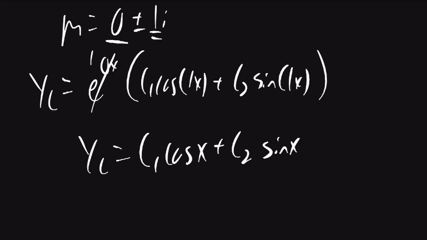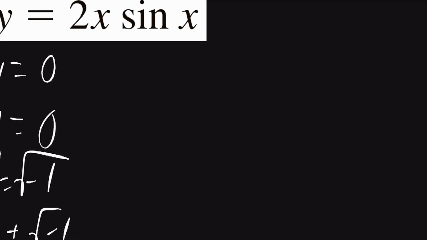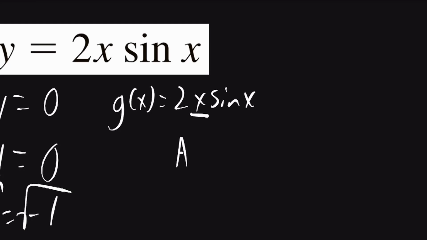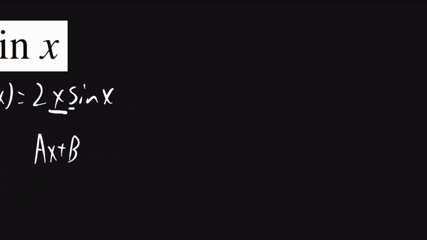Now that we have the complementary solution, we need to find the particular solution. g of x was given as 2 times x times sine of x. Now there's two things going on here. The first is this x. If you remember, whenever we have an x term, we also have to account for the possibility of a constant. So this will be ax plus b. The second thing going on is this sine x term. If you remember, whenever we have sine x, we also have to account for cosine x. We'll get a times cosine x plus b times sine of x.